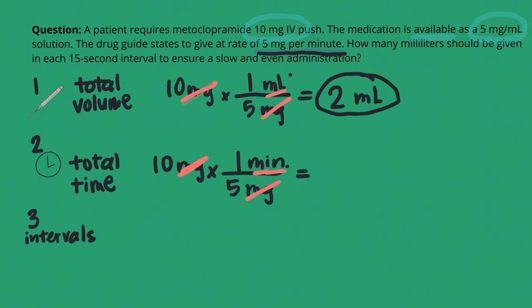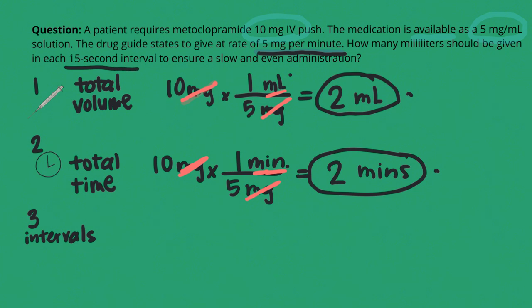So when we do this math, we get a total of 2 minutes that we should give this over. So now we know we have to give 2 milliliters in 2 minutes. And that's going to help us determine our intervals. Step 3 is always, what volume are you going to give in each interval? And we know we have to calculate 15-second intervals because that's what the question asks us. We will need step 1 and 2's information, the total volume and the total time to do this.